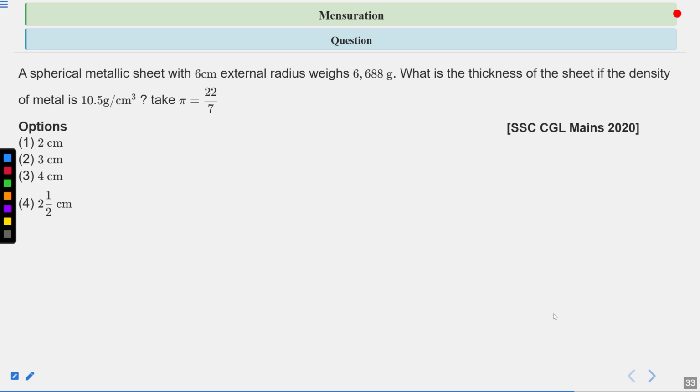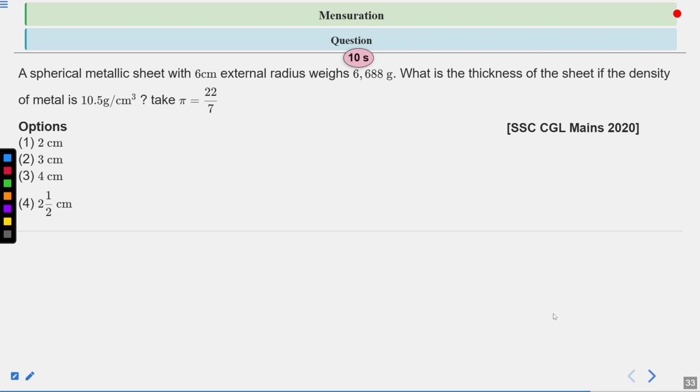A spherical metallic sheet with 6 centimeter external radius weighs 6688 gram. What is the thickness of the sheet if the density of the metal is 10.5 gram per cubic centimeter? Take the value of pi as 22 by 7. And this question was asked in the SSC CGL mains exam in 2020. So there are four options. First one is 2 centimeter. Second is 3 centimeter. Third one is 4 centimeter. And fourth one is 2.5 centimeter.